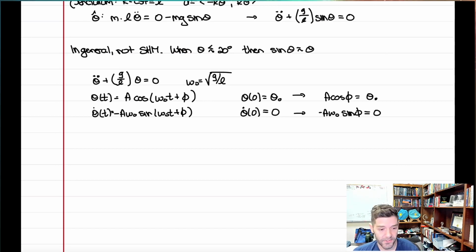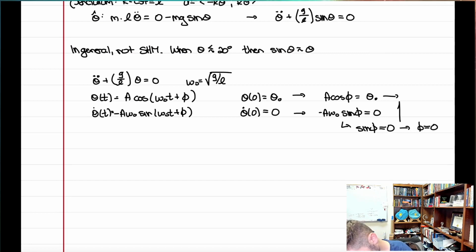And again, omega naught is a number, square root of g over L, so that's non-zero. And the only way the second equation can be 0 is if A is 0, which would kill the entire thing. That would just be theta as a function of time equals 0. That doesn't make sense. It's impossible to then satisfy the first initial condition that way. So this suggests that sine of phi better be equal to 0, which suggests that phi itself equals 0. Cosine of 0 is 1, so then that suggests that A equals theta naught.